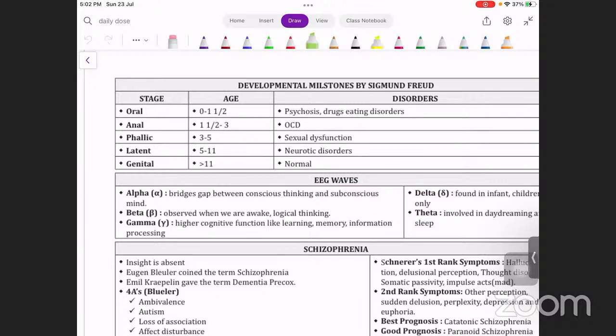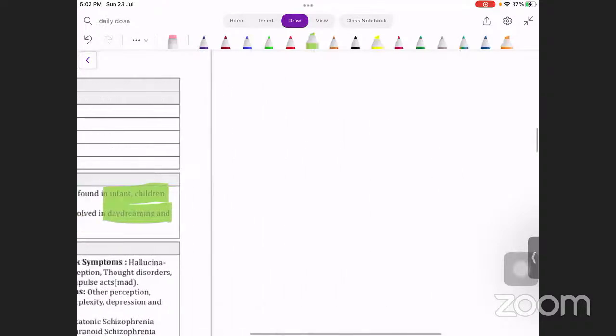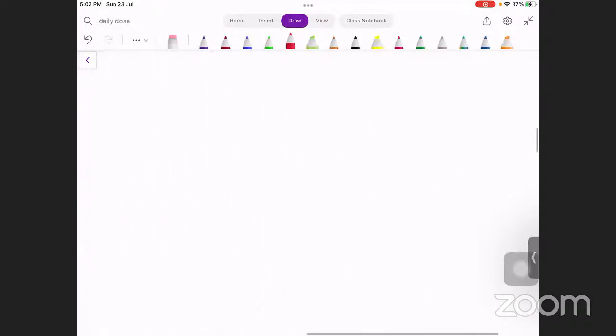Alpha bridges the gap between conscious and subconscious thinking. Beta is observed when we are awake and in logical thinking. Gamma is for hypercognitive functions like learning, memory, and information processing. Delta is found in children and infants. Theta is involved in daydreaming and sleeping. Now people may ask you the question: what are the EEG changes during sleep?